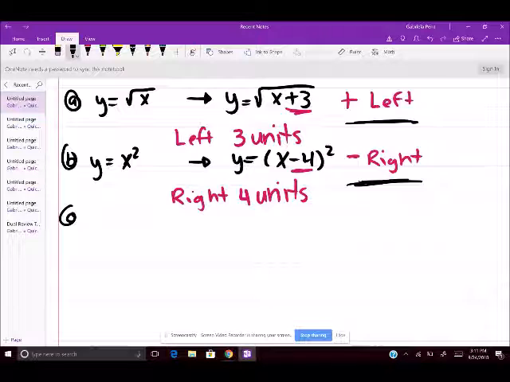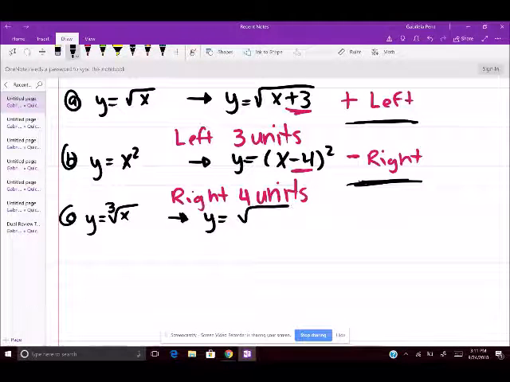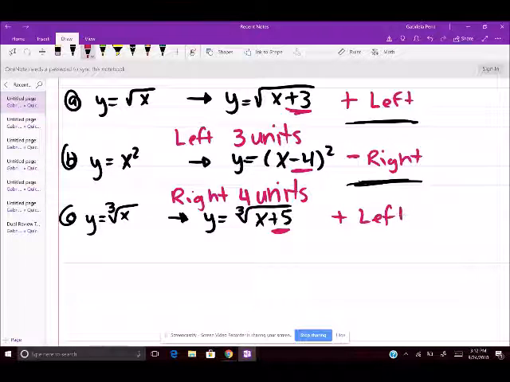Let's look at C. What happens if they give us the cube root of x? And the problem I want you to compare it to is the cube root of x plus 5. So if I see a plus, plus again means what? Left. So my answer here would be left 5 units.